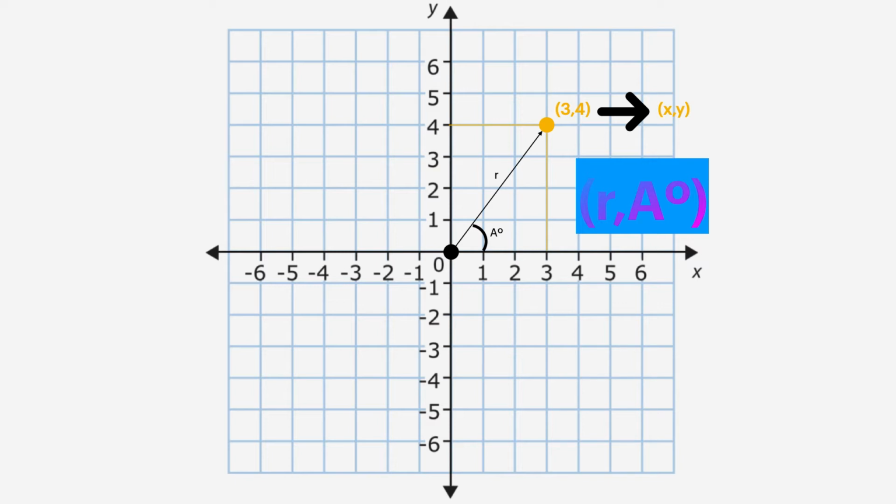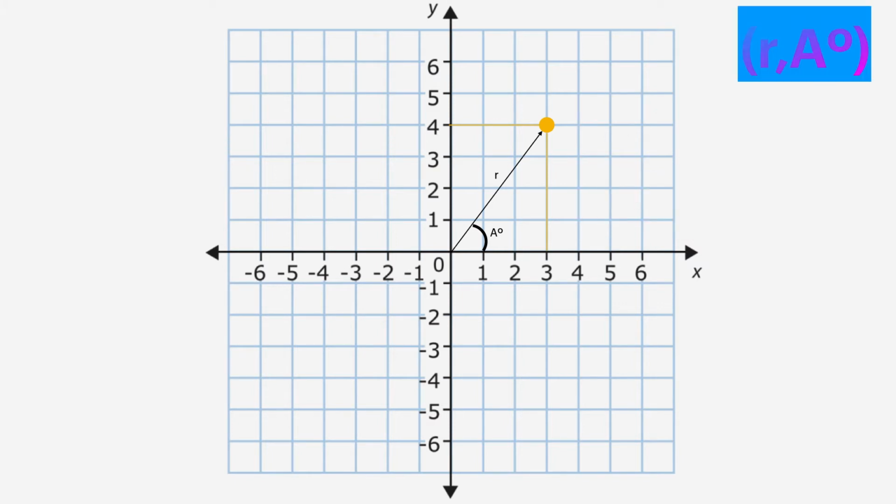Okay, so now we're going to try and convert this point, (3, 4), into this (r, A) form. You could do it in radians, but I just find degrees a little bit easier. We know this is a right angle, so we can move this line down here. And now we can use the Pythagorean theorem to figure out r.